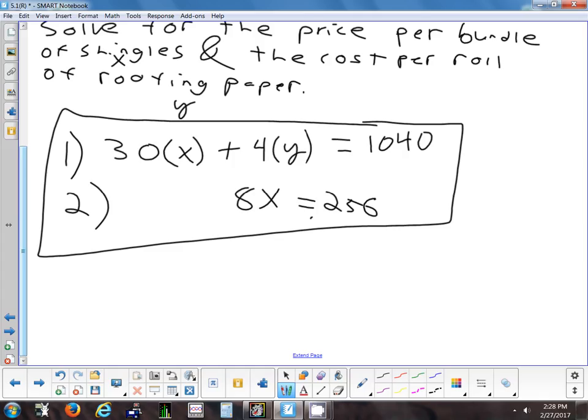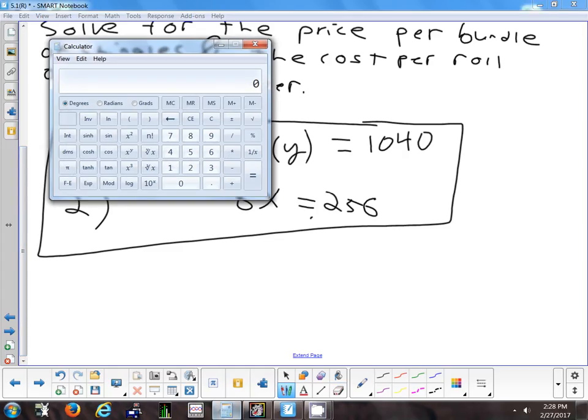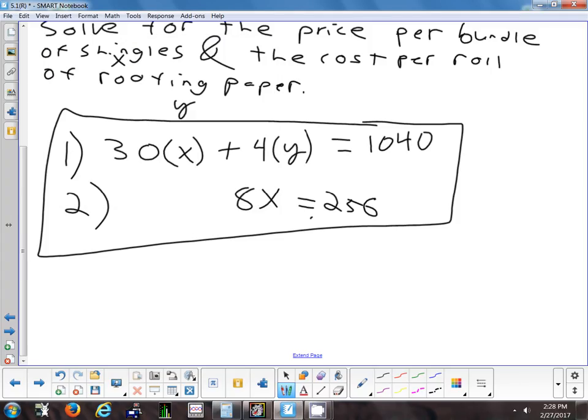So I agree with this doing something to this 8, but we can't subtract it. We could subtract it if you had this. But what do we do when the 8's right next to the x? Emma? Divide 8. Yeah. If you divided each side by 8, I can tell you that a bundle of shingles is $32. But you guys, you don't have to finish it. All we're doing is setting up. That's it. And then once I know how much a bundle of shingles is, I could then figure out how much a roll of roofing paper is. But any questions just on the setup? Okay, that's all you had to do.